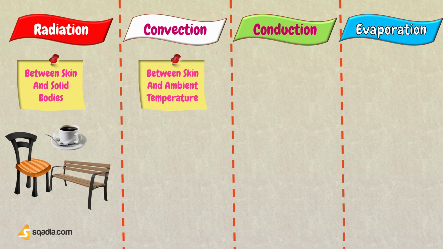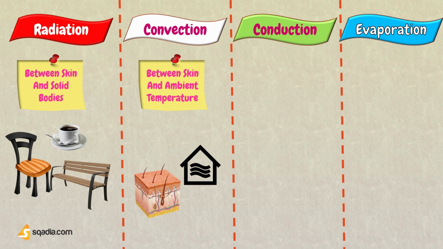Heat transfer by convection occurs when a fluid such as air or water carries the heat between the body and the environment. The convective heat loss is proportional to the difference between skin and ambient temperature.